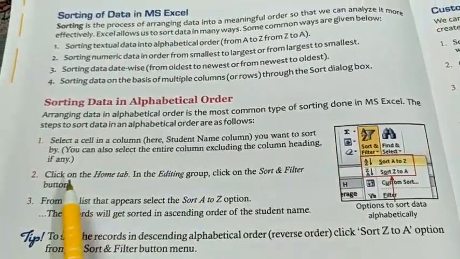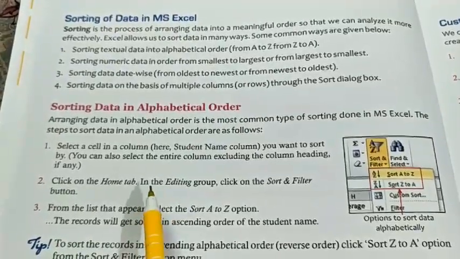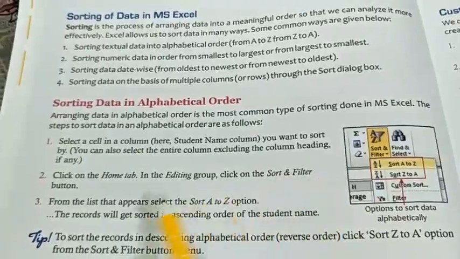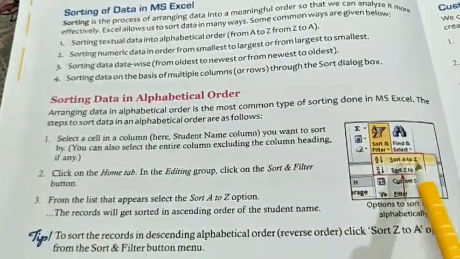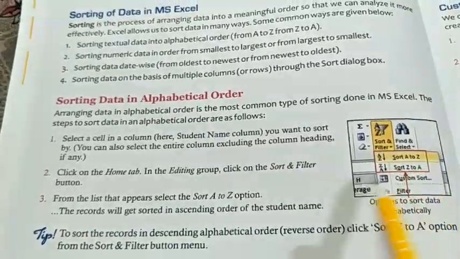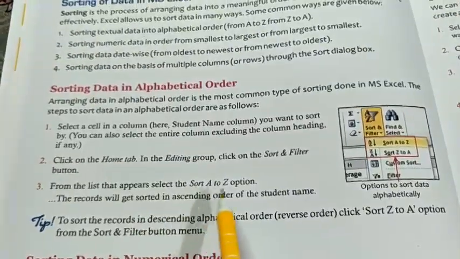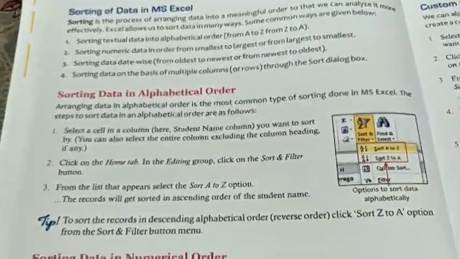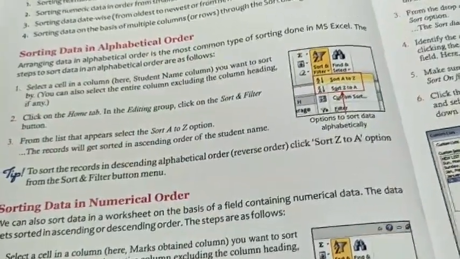Okay, after that you will click on the Home tab. In the end, click on the Editing group, then click on the Sort and Filter button. Look here, Sort and Filter button, and then choose A to Z or Z to A. From the list that appears, select the Sort A to Z option. The records will get sorted in ascending order of the students. Ascending order means A to Z, and descending order means Z to A. So that is called sorting.